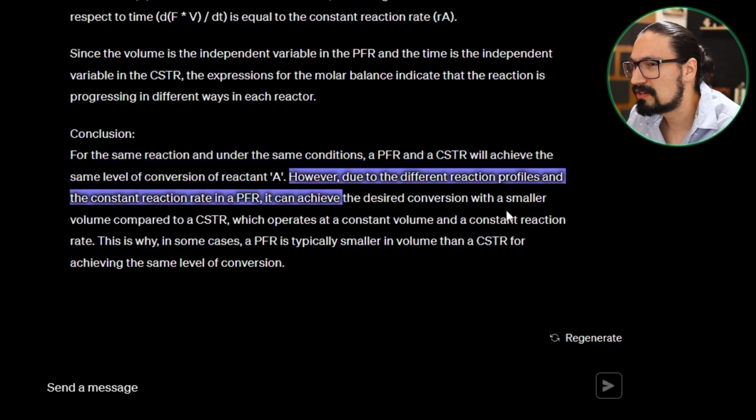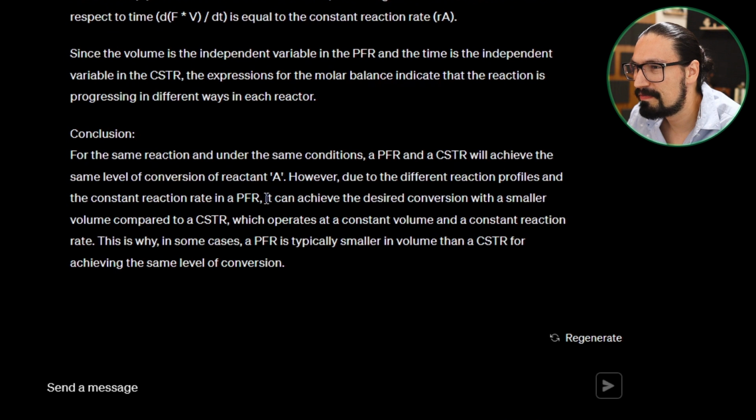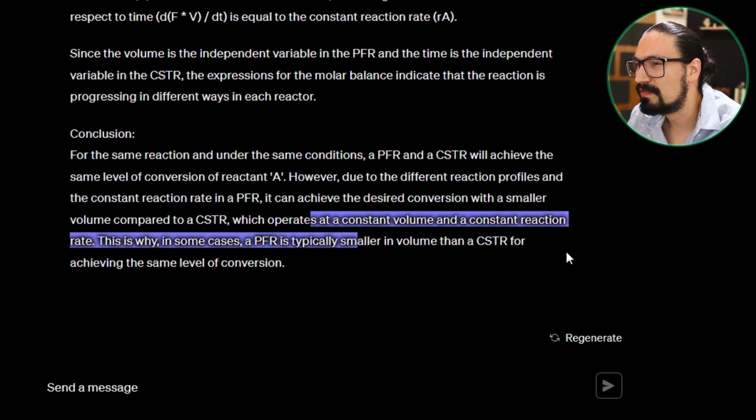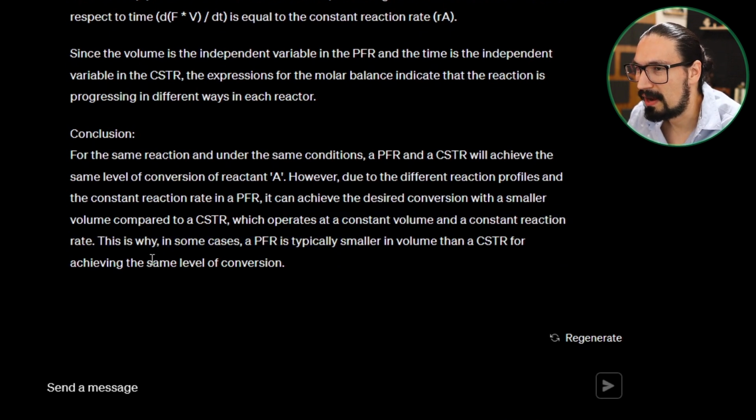However, due to different reaction profiles and constant reaction rate in PFR, it can achieve the desired conversion with a smaller volume compared to the CSTR, which operates at constant volume and at constant reaction rate.